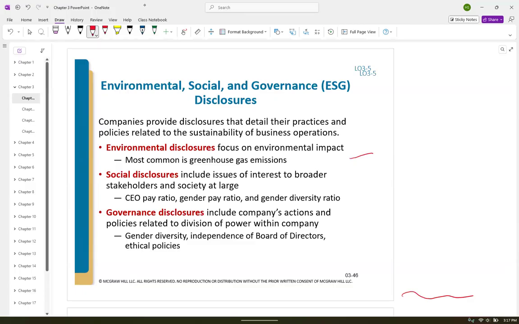Okay. Social disclosures, they are going to include issues of interest to broader stakeholders and society at large, CEO payout, gender pay ratio, gender diversity ratio, because we don't want corporations just to make us money anymore. We want corporations to be good corporate citizens. Okay. So that's what is demanded of them these days, even though that's not what they were started for. Corporations were started just to keep some liability down, and it was to make money. Okay. But we don't like that these days. People want to see corporations doing things.